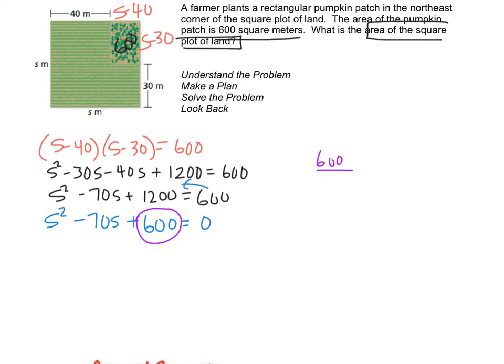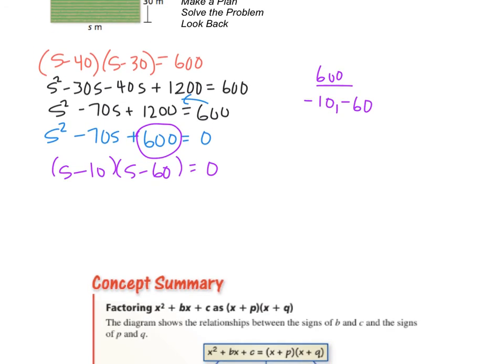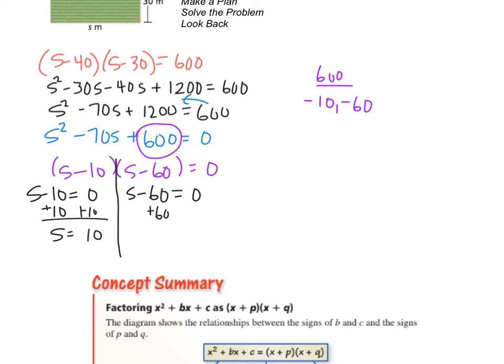Hopefully you guessed quickly. It's negative 10 and negative 60. So I can go to the double bubble. It's S minus 10, S minus 60 equals 0. Hopefully you should feel like you're getting somewhere, because we can drop a line down our factors and say, either S minus 10 equals 0 or S minus 60 equals 0. We can't do this if it doesn't equal 0, but luckily we made it equal 0 in an earlier step. So the two options for S are 10 and 60.